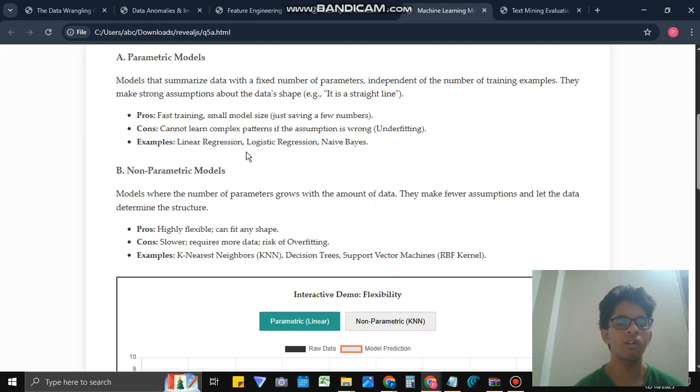Non-parametric models like KNN, decision trees, support vector machines are highly flexible, and the number of parameters grows with the amount of data. So they make fewer assumptions and let the data determine the structure. But they are slower, require more data, and there is a risk of overfitting as well.